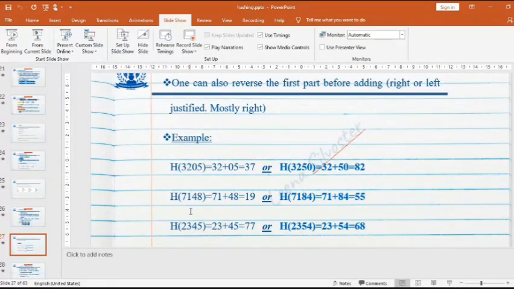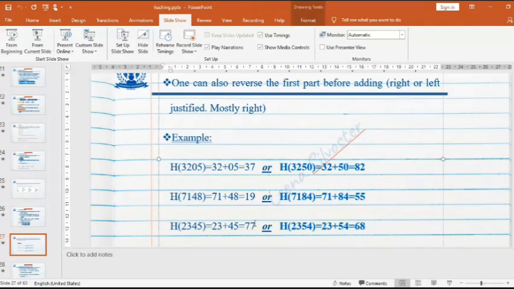And the next number is 2345. For finding the hash function of 2345, you can add 23 plus 45. So you will get 77. Actually, it is 78, not 77. 23 plus 45 is 78. Or you can reverse the last two digits. Reversing the last two digits means you will get 2354. You can add 23 plus 54. That is, you will get 77. So the hash function is either 78 or 68.